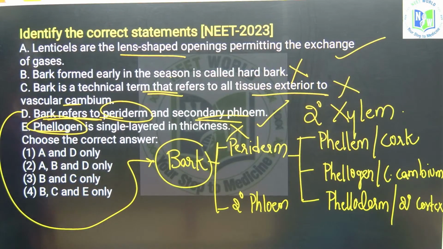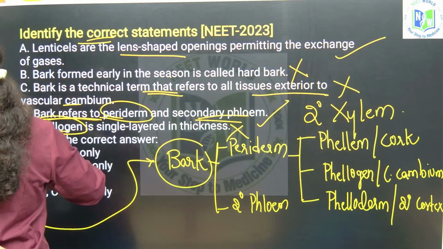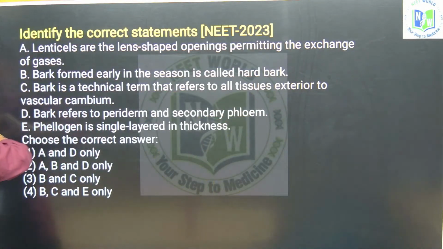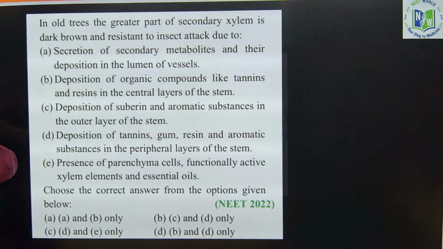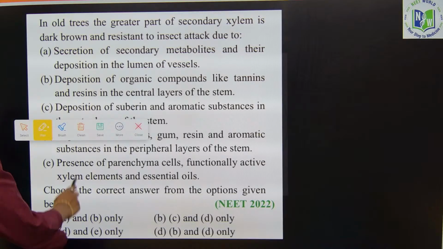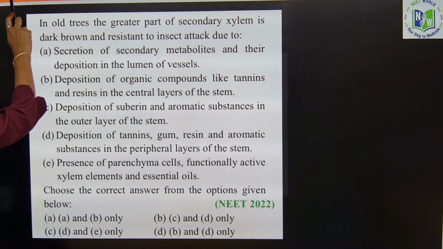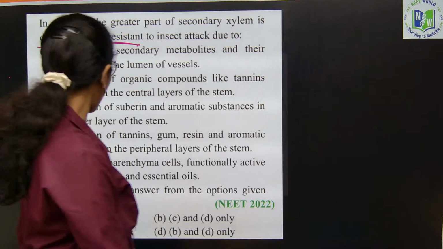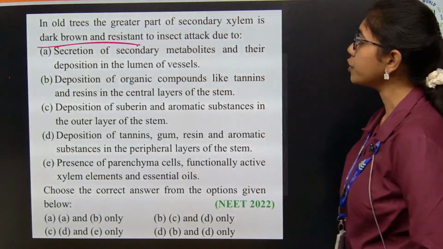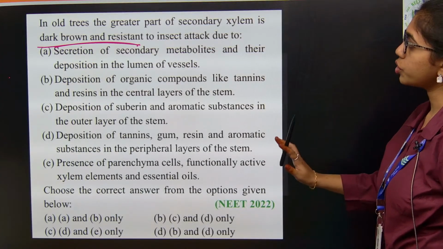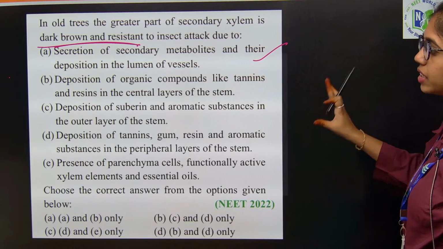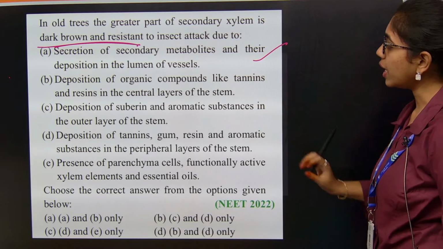So here, what are the 2 correct statements that need to be identified? Option 1, yes, correct. Next question. So here you see, in old trees, the greater part of secondary xylem is dark brown and resistant to insect attack. Look at all the statements carefully: secretion of secondary metabolites and their deposition in the lumen of the vessels, deposition of organic compounds like tannins and resins in the central layers of the stem.